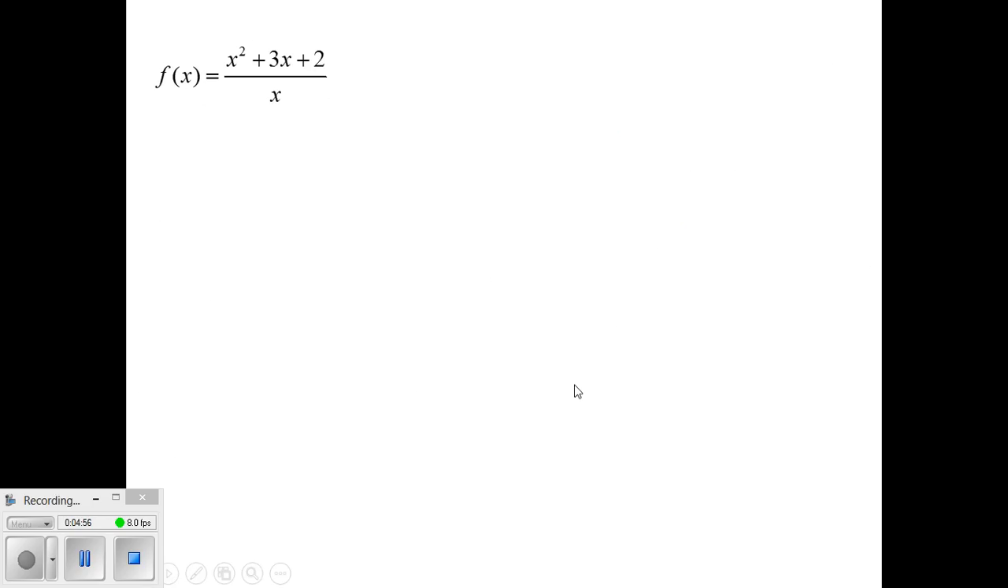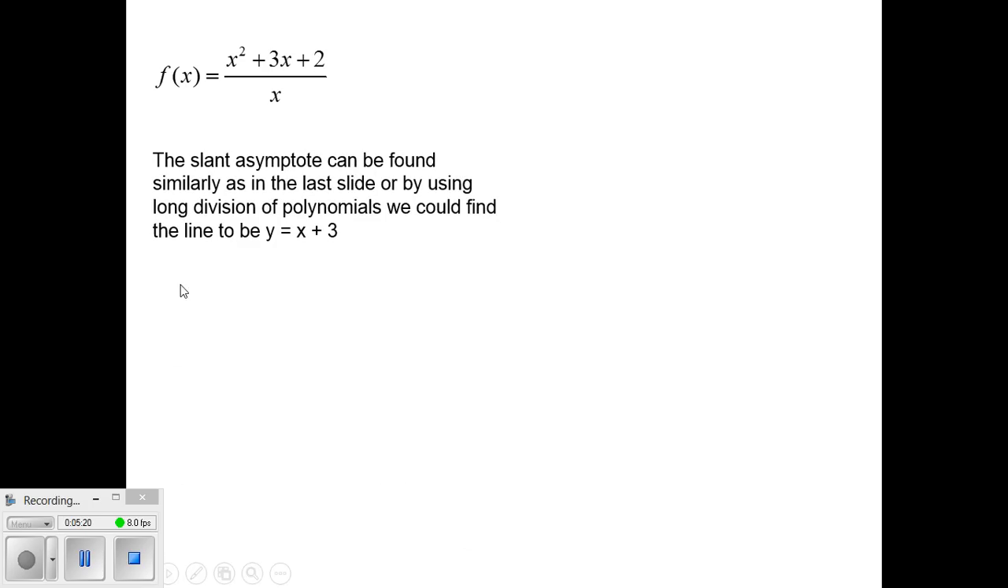Here's another slant asymptote type rational function, which is always identified by the higher power in the numerator. More specifically, the degree of the numerator is going to be 1 power greater than the degree of the denominator. If it's more than 1 power, well, we'll talk about that. That means you'll have some other kind of asymptotic behavior.